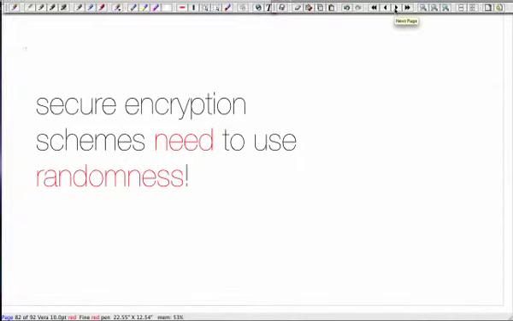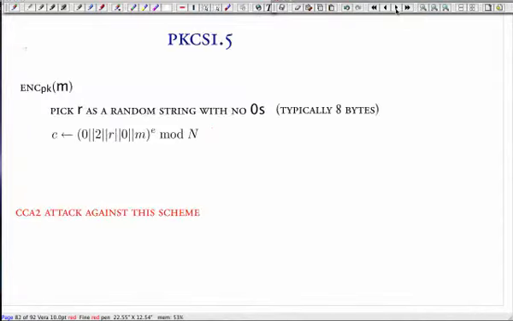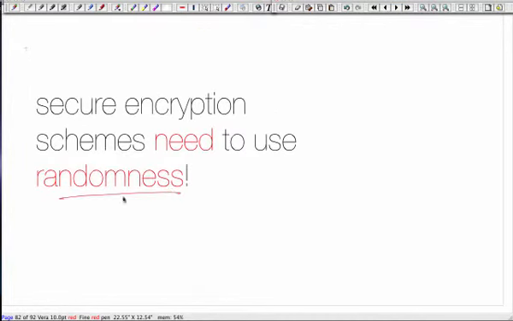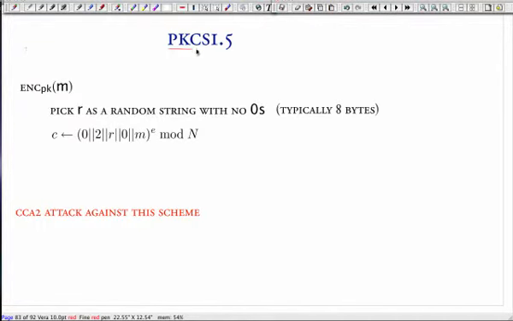Okay? So the point of this story is that every encryption scheme needs to be secure, needs to have random coins involved, meaning if the encryption algorithm isn't using randomness, it's broken. And so there was one standard, PKCS 1.5, which said, to encrypt a message M, instead of just M to the E, actually do it like this.